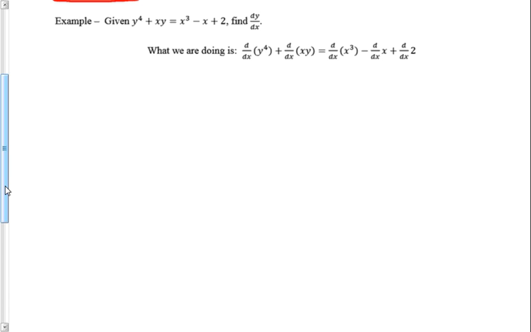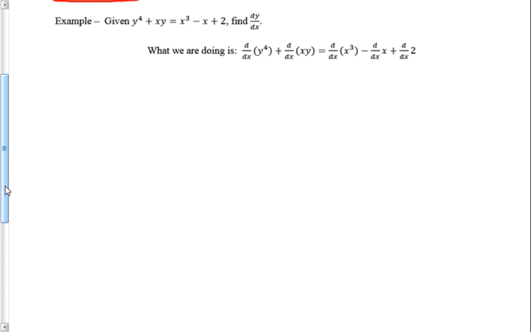I cannot solve this equation for y. It's just not possible. I can't solve this equation for x either. So the only way I can find my derivative is to leave it as it is and take the derivative of each piece. So I'm going to start by taking the derivative of y to the fourth.